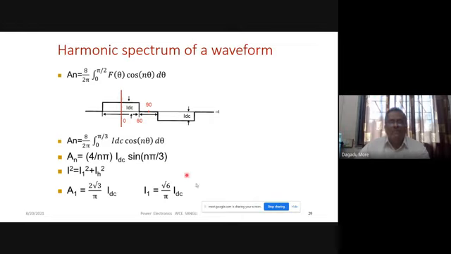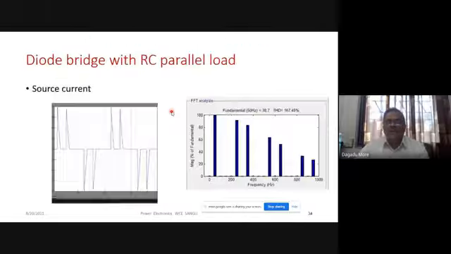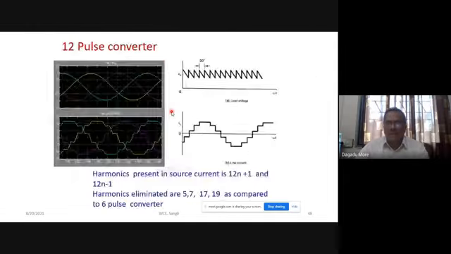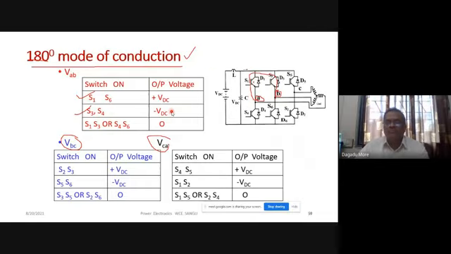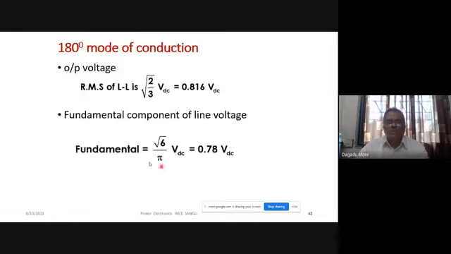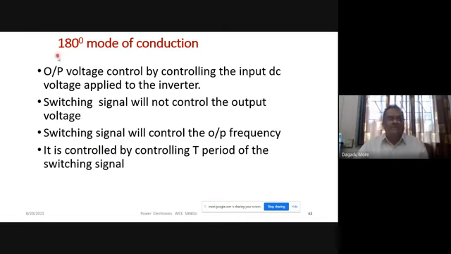The fundamental component of this will be root 6 by pi. That is for current. Now in this case we have a line voltage in terms of the voltage. So our fundamental voltage is root 6 by pi VDC. The RMS value of the fundamental component is 0.78 VDC, whereas the RMS line voltage is 0.816 VDC.